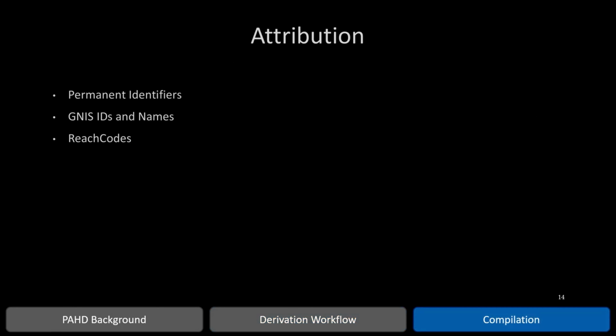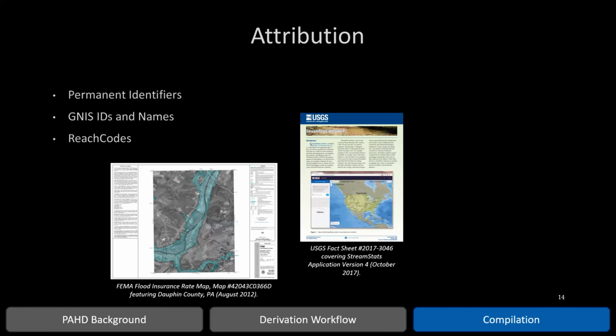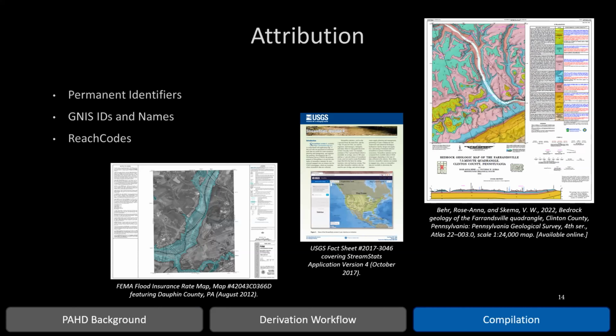But moving on, an important aspect of compiling this data is attribution. Some attribute fields that are pretty strongly associated with hydrography include permit identifiers, GNIS IDs and names, and reach codes. These are all attribute values that I take directly from the NHD and assign to equivalent PAHD features. And they're incredibly important for things like FEMA flood insurance rate maps, if you are familiar with the StreamStats application, and even base maps for things like geologic maps.